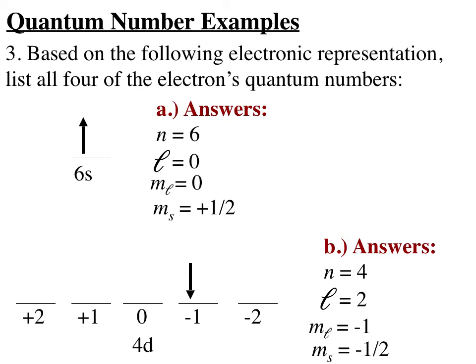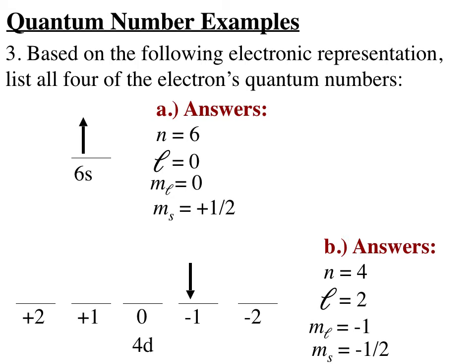The upward pointing arrow is an indication that it is a spin up electron with m sub s equal plus 1/2, and all orbitals of no angular momentum where L equals 0 also have m sub L equals 0. So the four quantum numbers of 3a are n equals 6, L equals 0, m sub L equals 0, m sub s equal plus 1/2.